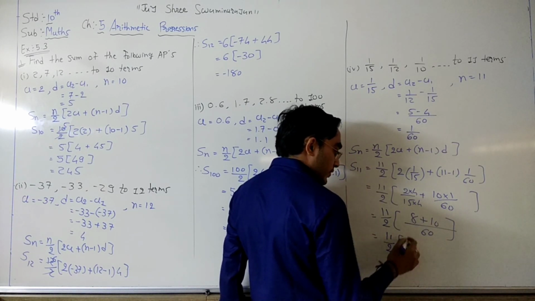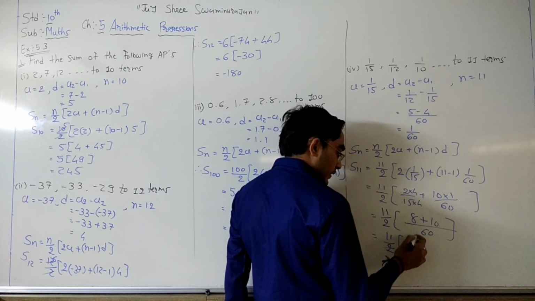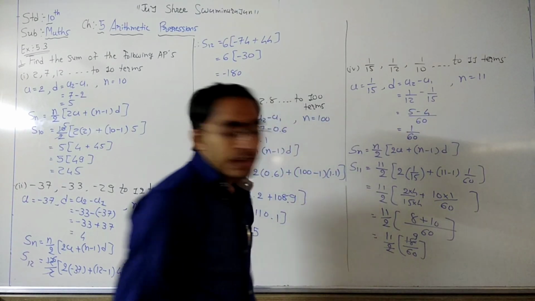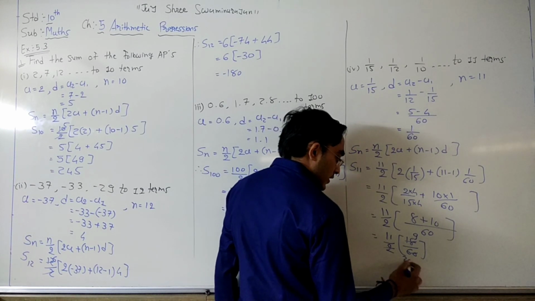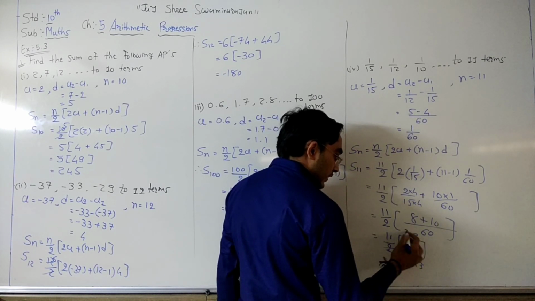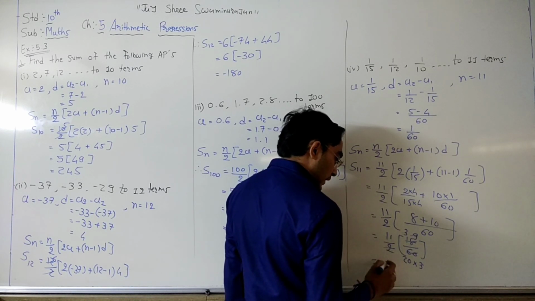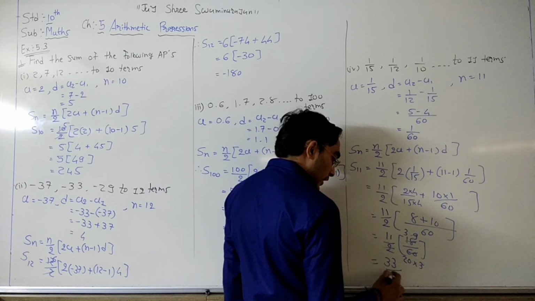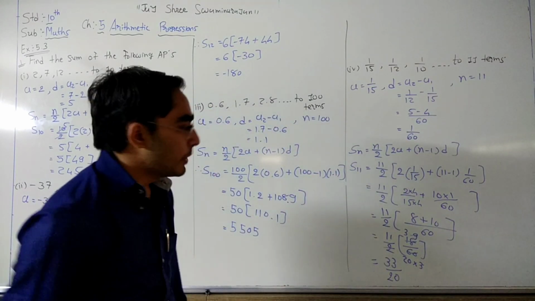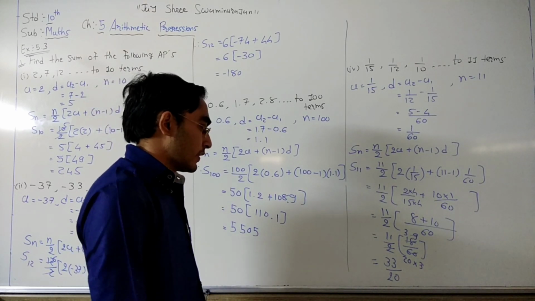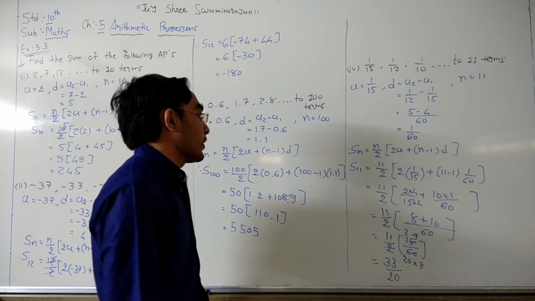Now 10 plus 8, 18, divided by 60. You can cut this. 2 9s are 18, and here 20 into 3, and we can cut this. 3 3s are 9. So finally in the numerator 11 into 3, 33 divided by 20. Okay, 33 divided by 20. So this is the addition of the first 11 terms of this AP.